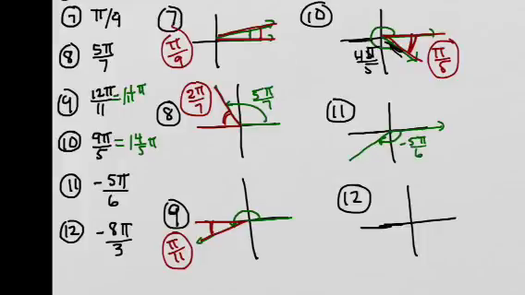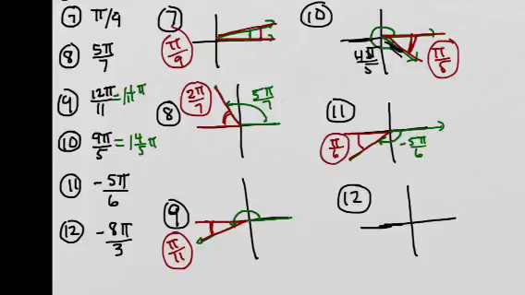Well, how much more do I need to reach pi or negative pi? Because I'm going in the negative direction. That's what I have to figure out. So how big is this angle right here? Well, if the green angle is negative 5 pi over 6, that means that this angle would have to be pi over 6 more.